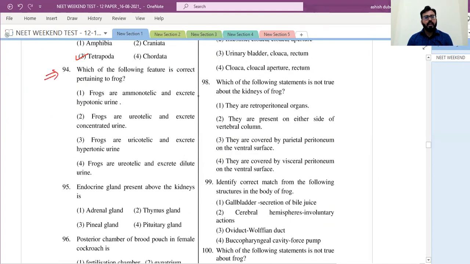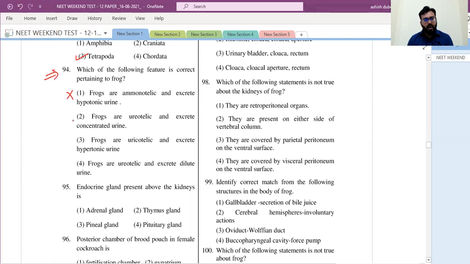94th question. Which of the following feature is correct pertaining to frog? Frog are ammonotelic and excrete hypotonic urine. Okay, first of all, it is incorrect. Hypotonic urine means dilute urine. No, they are ammonotelic. First of all, this is wrong.